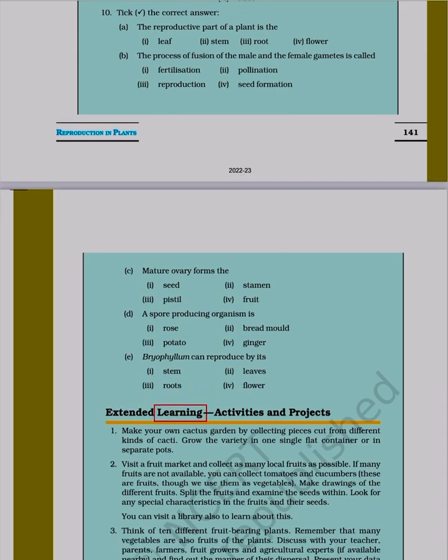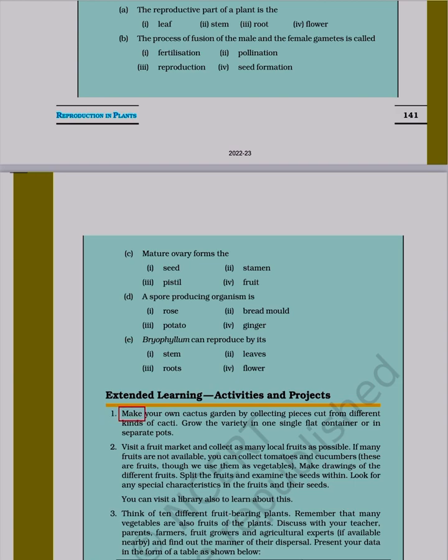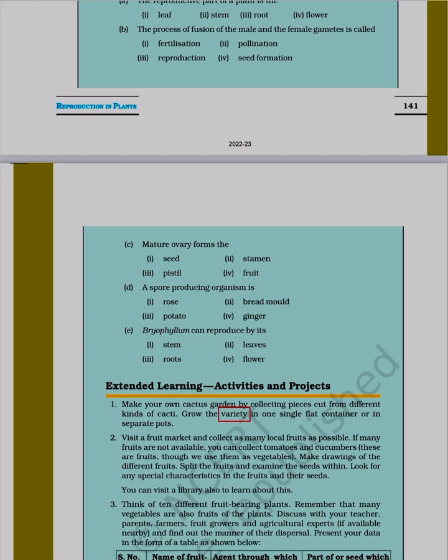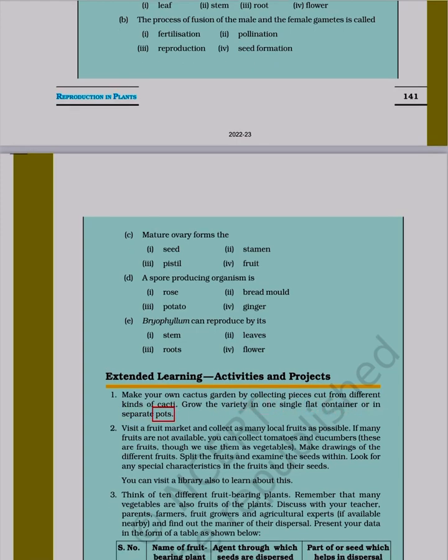Extended learning, activities and projects. 1. Make your own cactus garden by collecting pieces cut from different kinds of cacti. Grow the variety in one single flat container or in separate pots.